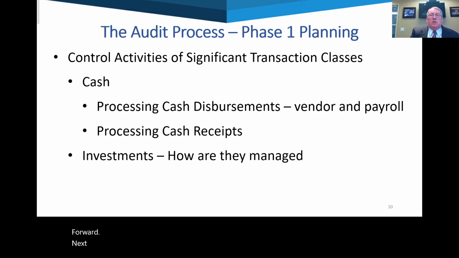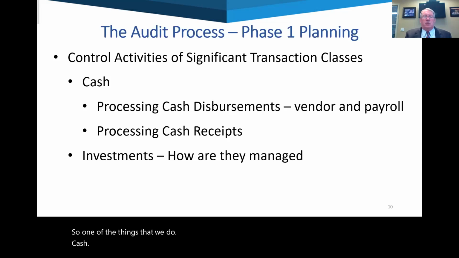Okay, so we're still in the phase 1 planning. We haven't even got into auditing at this point in time. We're just still evaluating. And there's a lot of work that goes on from an audit standpoint behind the scenes, things that you may not realize we do, but we have to do. In order to have a comprehensive audit, these things are very important. One of the things that we do is take a look at the control activities of significant transaction classes, and so we give you a checklist on that, say for cash.